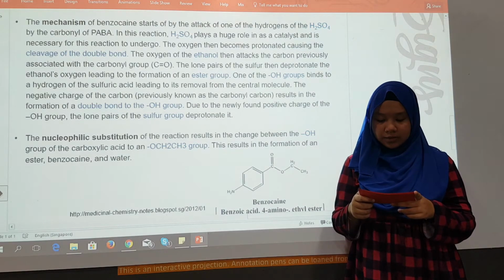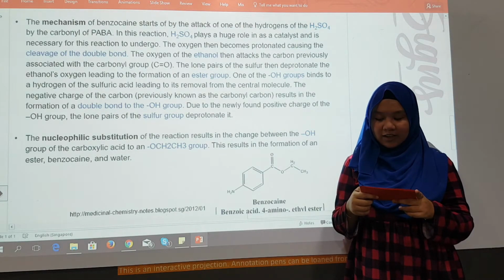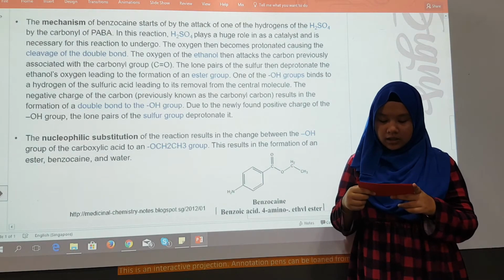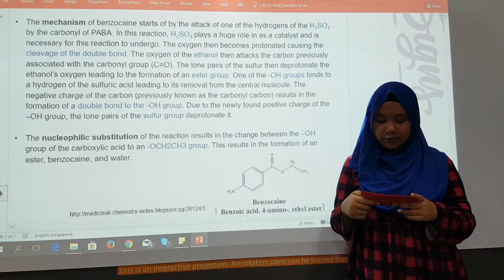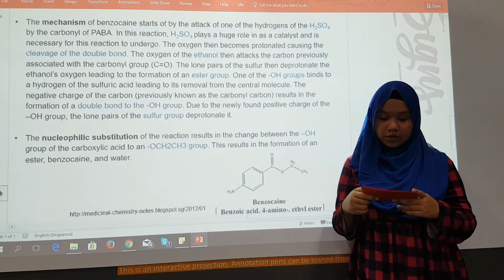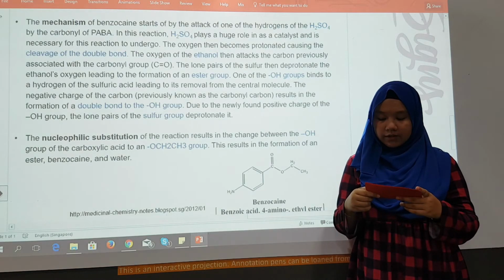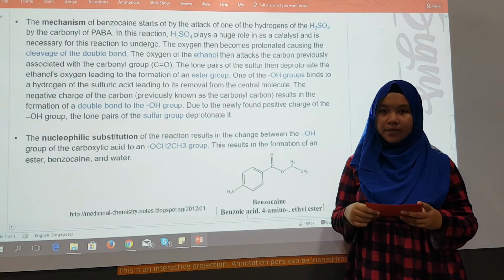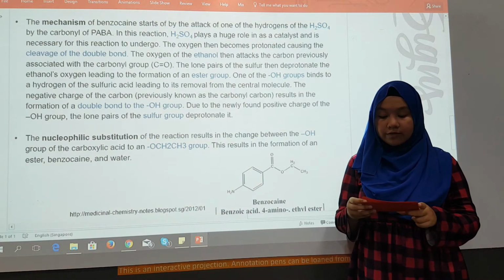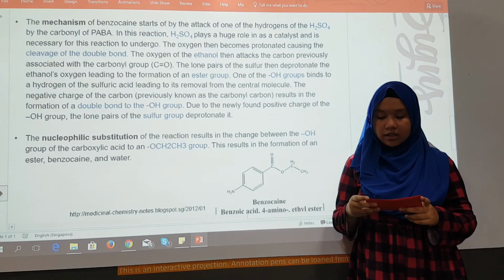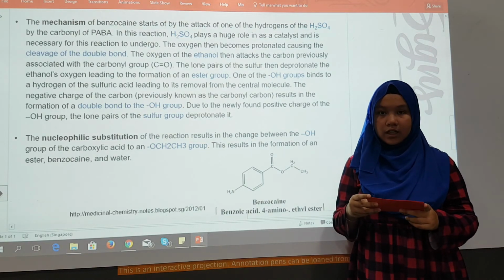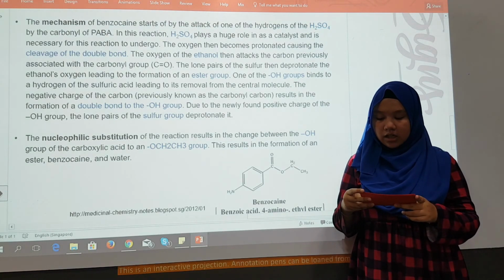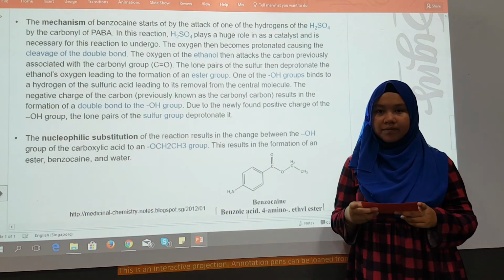One of the hydroxyl groups binds to a hydrogen of the sulfuric acid, leading to its removal from the central molecule. The negative charge of the carbon results in the formation of a double bond to the OH group. Due to the newly found positive charge of the hydroxyl group, the lone pairs of the sulfate deprotonate it. Thus, the nucleophilic substitution of this reaction results in the change of the hydroxyl group of the carboxylic acid to an OCH2CH3 group. This results in the formation of benzocaine and water.